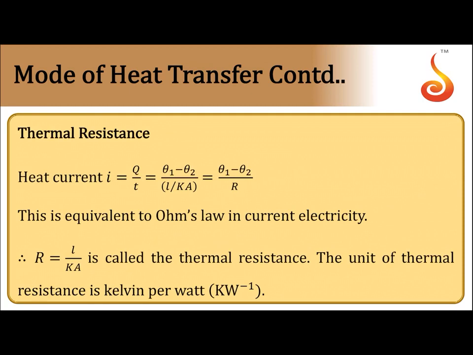Then if you calculate heat current, that is Q by T, that will be (theta 1 minus theta 2) divided by L by KA. K and A are sent to the denominator. So this can be taken as thermal resistance R. So R is equal to L by KA. This is called thermal resistance, and this rule can be taken as Ohm's law for thermal conductivity, just like what we had as Ohm's law in current electricity, same kind of thing. The unit of thermal resistance is Kelvin per watt.